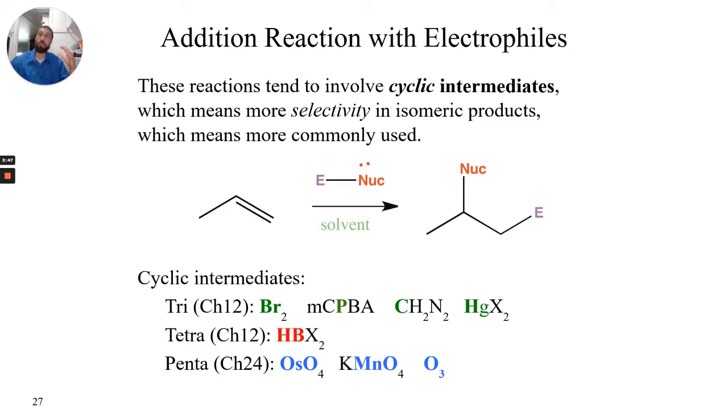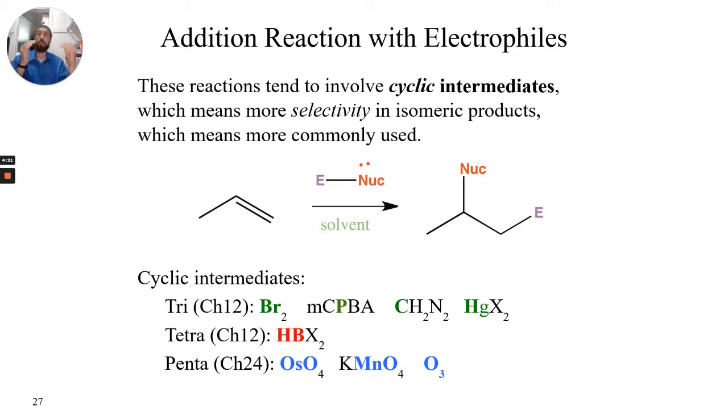So I focus primarily on the cyclic intermediates, and I went through and categorized each of the reagents and said, well, what would the cyclic aspect be? Okay, so in chapter 12, we get bromine, MCPBA, diazomethane, and a mercury reagent, and those are all forming 3-membered rings. There is another reagent in chapter 12 that forms a 4-membered intermediate, and that's our boron reagent.